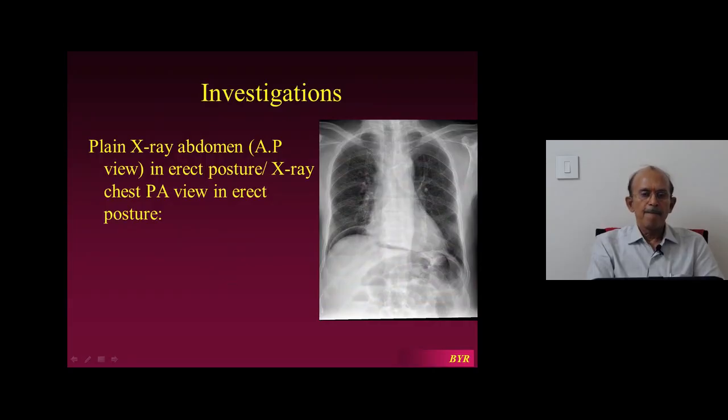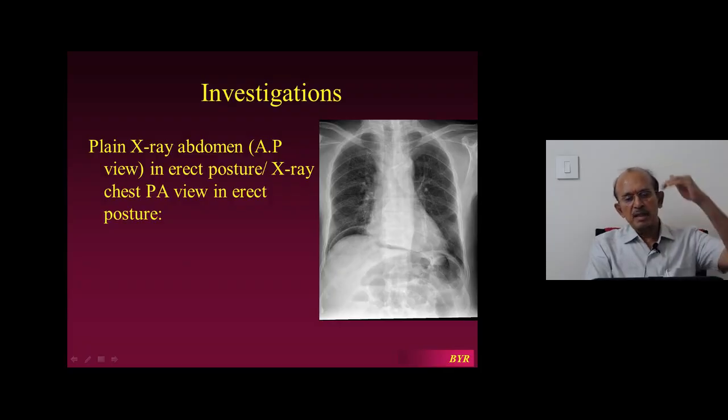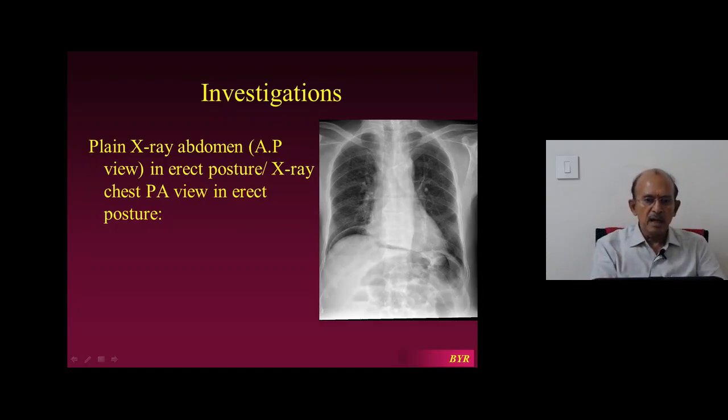Investigations: plain X-ray abdomen or chest in erect posture. Why take the X-ray in erect posture? Because air goes by an anti-gravity mechanism. Whenever the patient stands erect, the air always floats upwards. If you take a normal X-ray of the abdomen, for a normal abdomen, you will see the dome of the diaphragm like this. Under that, you won't see this black shadow.